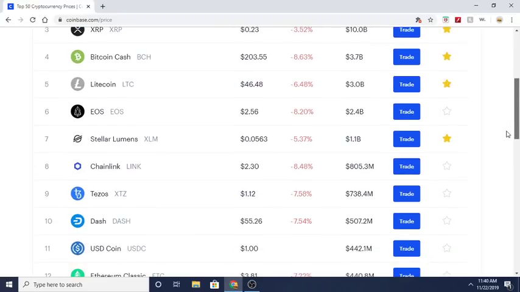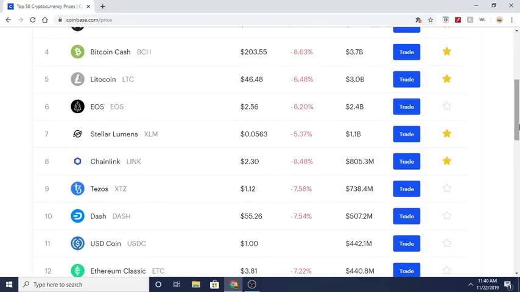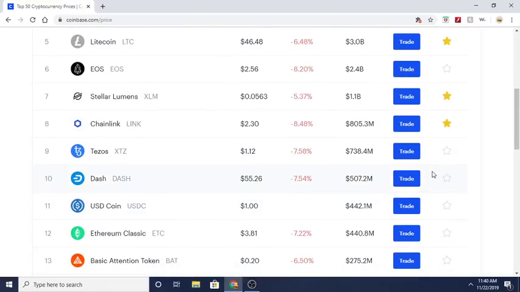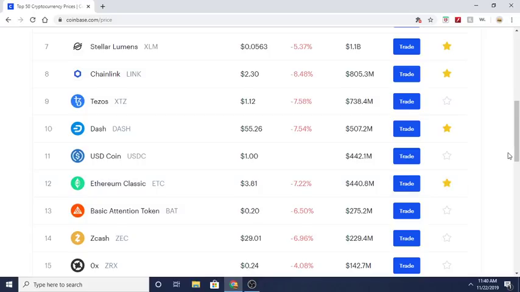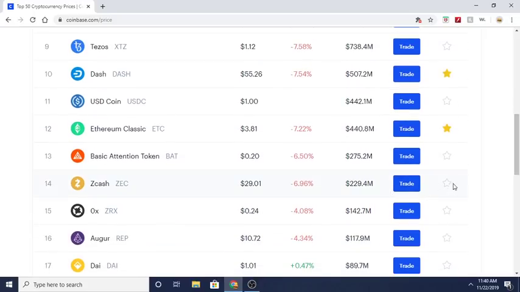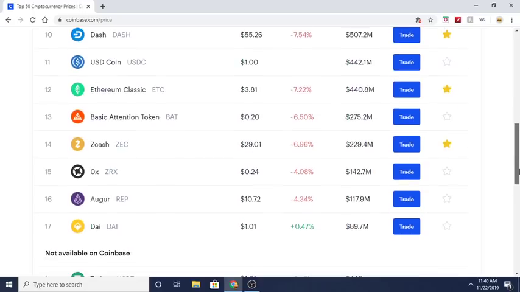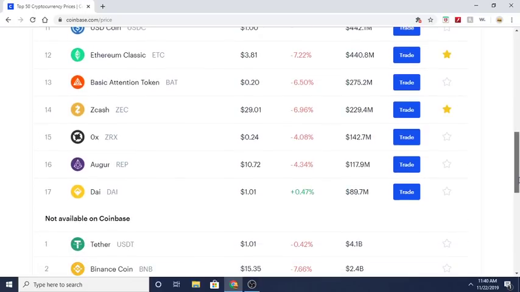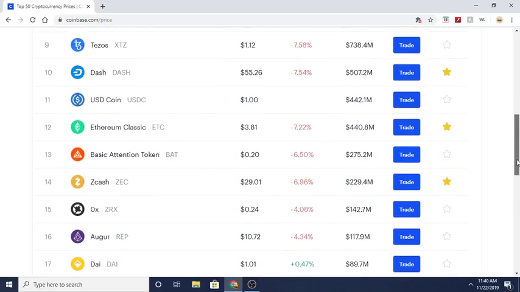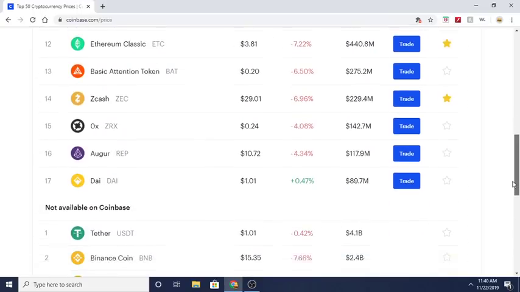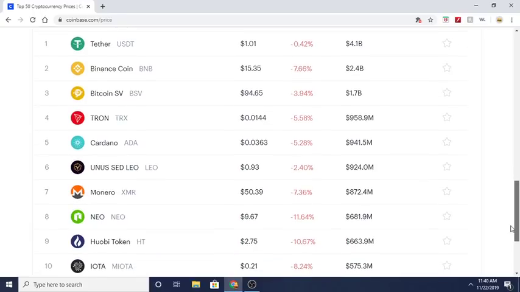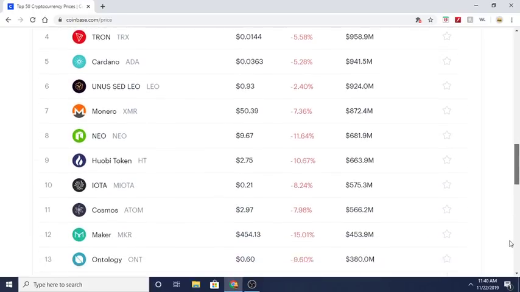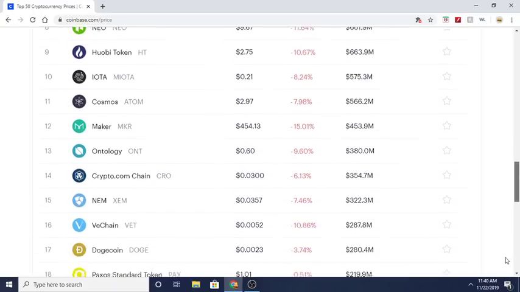Oh, okay. I need to follow this too. I need to follow Dash too. Ethereum Classic, I need to follow it too. Zcash, I need to follow that too. This is what's available right now. These are not available on Coinbase. If you need to, you can go on a different website to buy them.